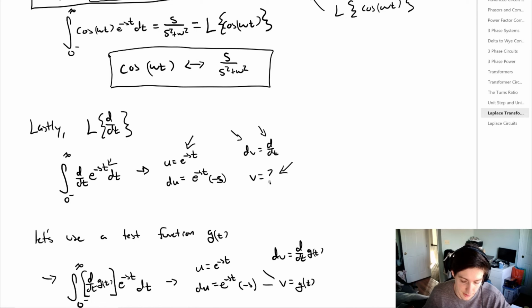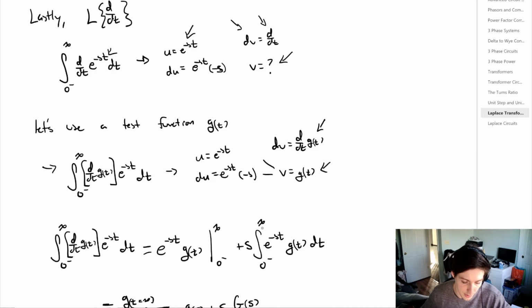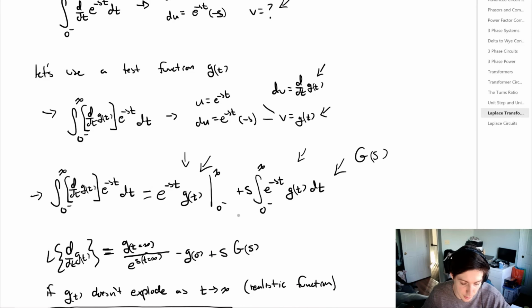Now we can set dv equal to the time derivative of g of t. We can do our integration by parts and simply arrive at the Laplace transform of this function is equal to this first term with the integral of the second term. So from this integral term, we can see that inside the integral, that's just going to be equal to the transform of g of t. And we can evaluate this first term with the limits, and we can arrive that the Laplace transform of the derivative of g of t is equal to this expression here.